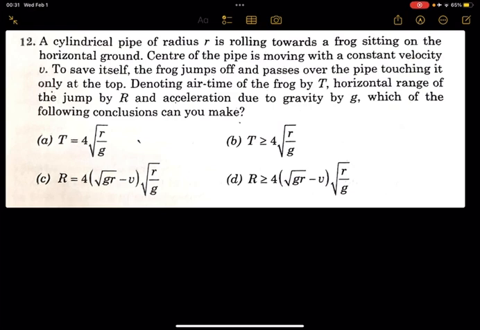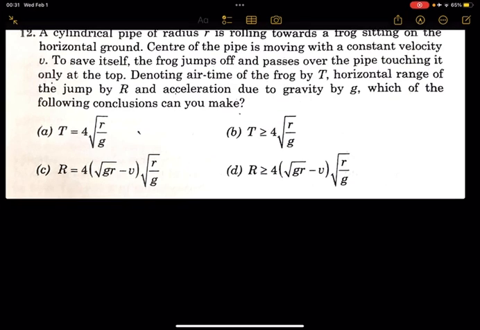First one is t equal to 4 under root r by g. Second, t is greater than or equal to 4 under root r by g. Third, R equal to 4 under root of gr minus v into square root of r by g. And fourth, R is greater than or equal to 4 times square root of gr minus v into square root of r by g.